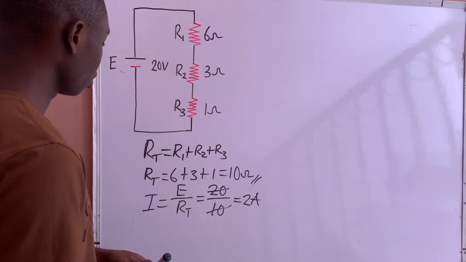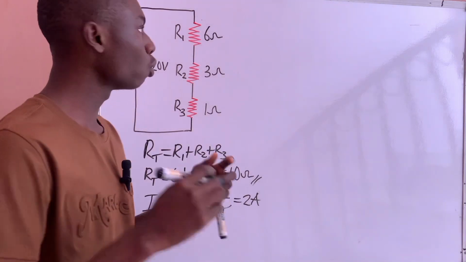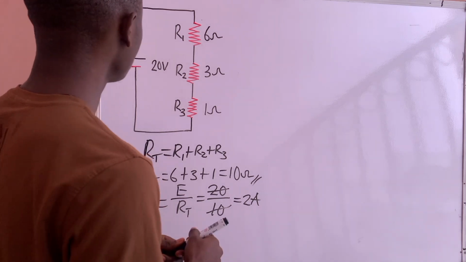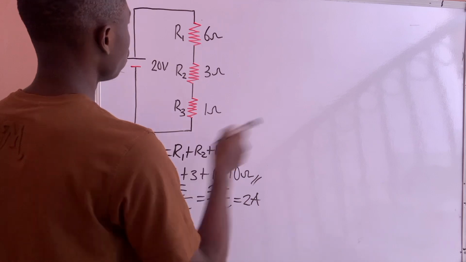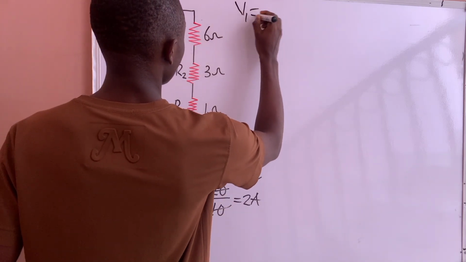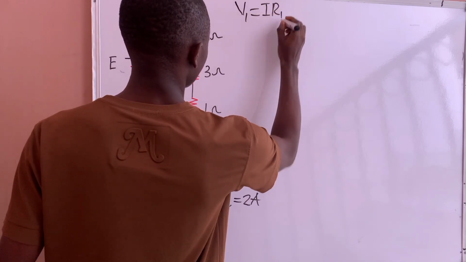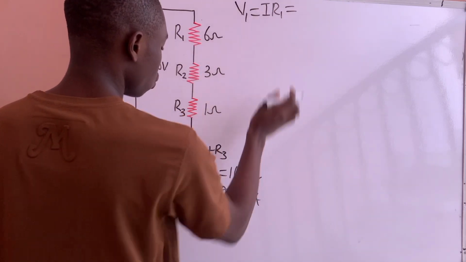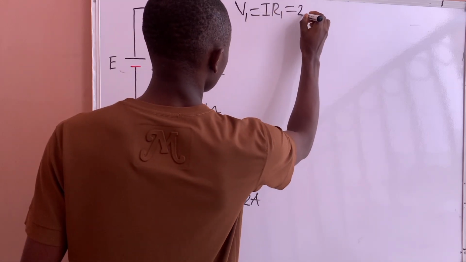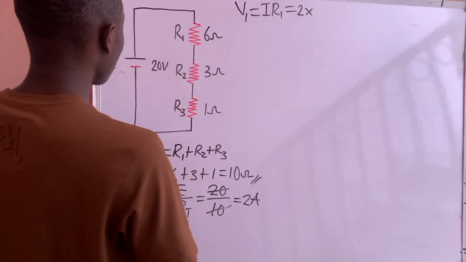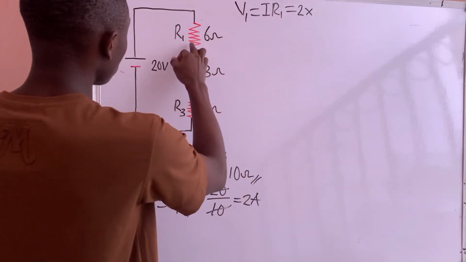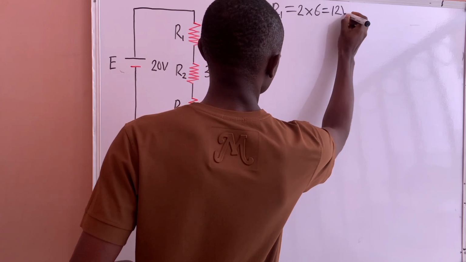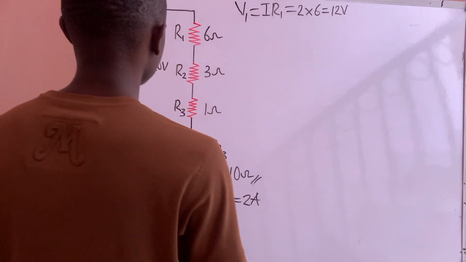Then we can now look for the voltage drops, since we have gotten the value of current in the network. The voltage that will drop across resistor R1 will be V1, which is I multiplied by R1. We substitute the value of current into this equation: 2 multiplied by the resistance R1, which is 6 ohms. So 2 multiplied by 6 is 12 volts. So 12 volts will drop across resistor R1.